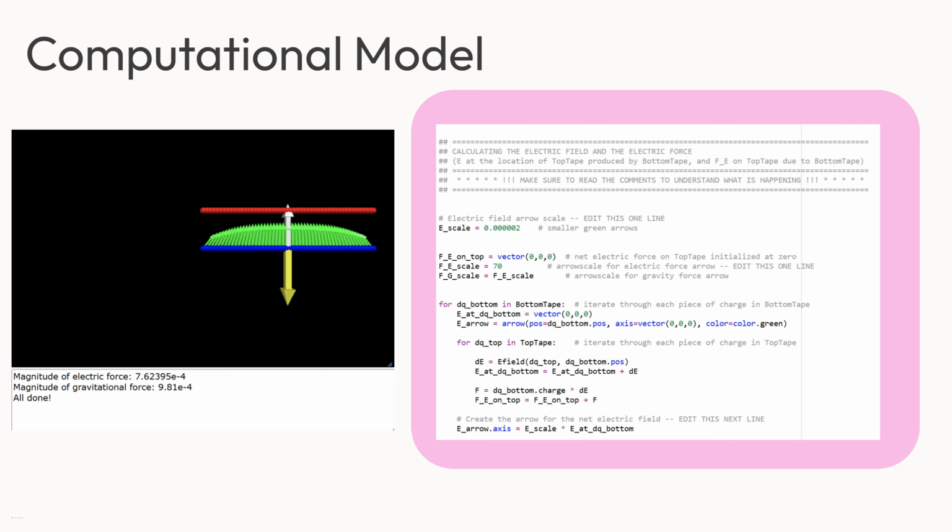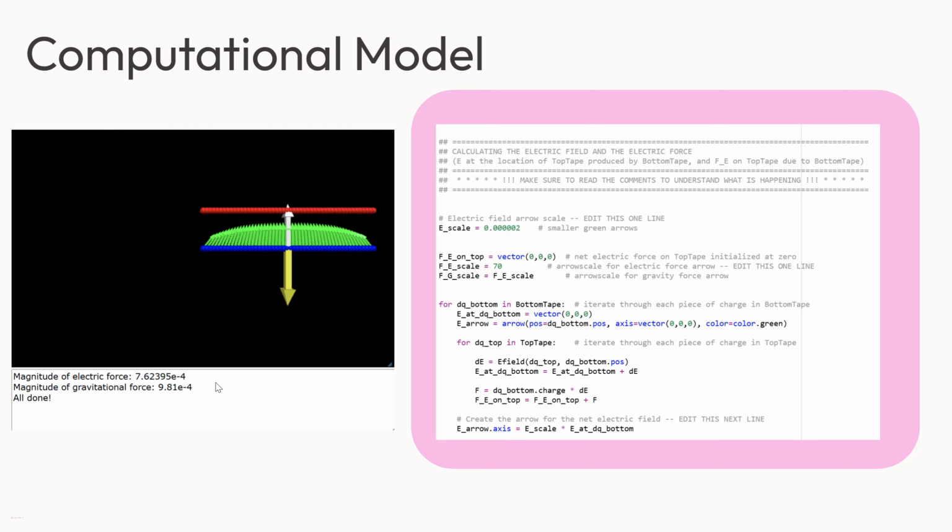Here's my computational model. The initiation of the charge, the mass, the length, all of that is the same as it was in Lab 1. The new part is, number one, initiating these new arrows, and then the iteration to find all the electric fields on all these charges, and then using that to find our big electric force.